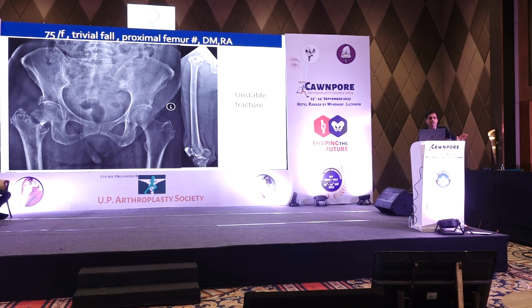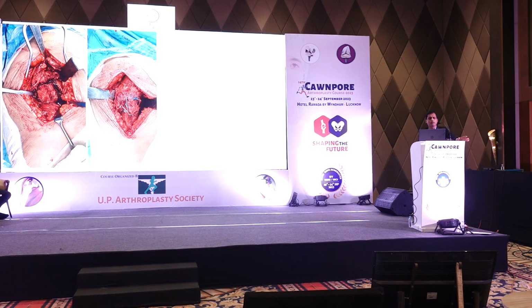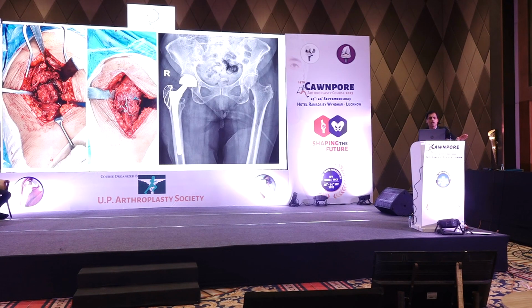See, look at this unstable fracture in a 75-year-old female, trivial fall, osteoporosis. You can do fixation, but the chance of failure is high. You can do a bipolar, but again chances of failure. But another good option is to make sure you are not disturbing the abductors too much. You can use a short distal loading titanium stem, and you wire all the trochanteric comminutions in the greater trochanter. I use a modular bipolar head.